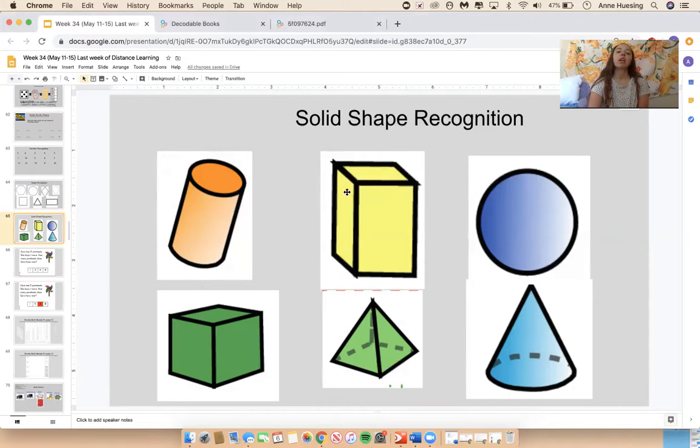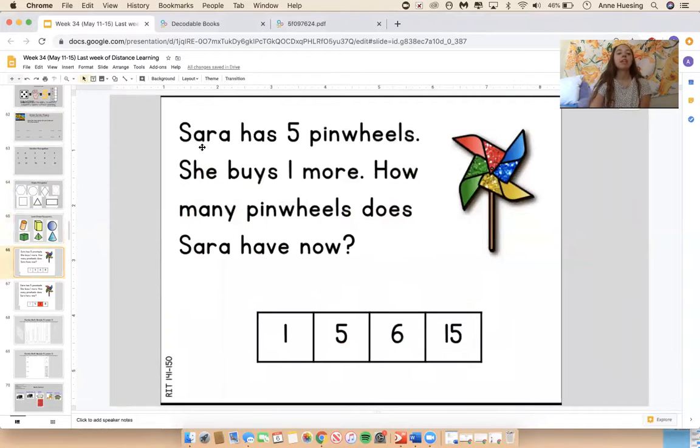What about this right here? A prism. Very good. This is a prism. How about this one right here? It's not a circle because a circle is flat. This one is 3D, so it can roll. What is it? A sphere. Very good. This one right here? Cube. Excellent. Cube. How about this one? Pyramid and cone. Very, very good. Let's do a problem now to practice.